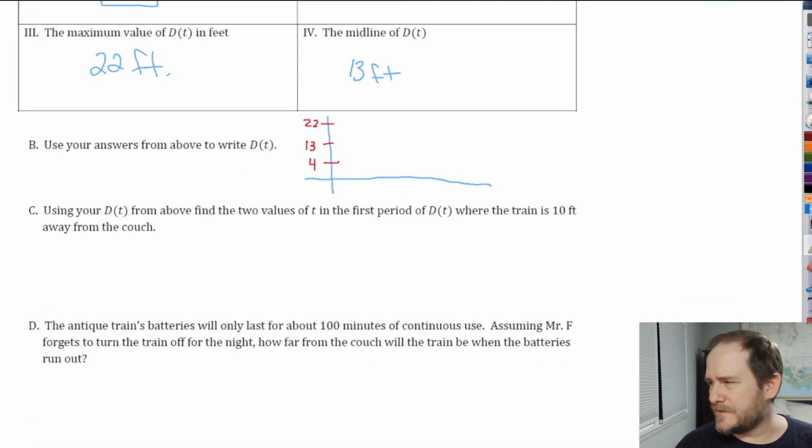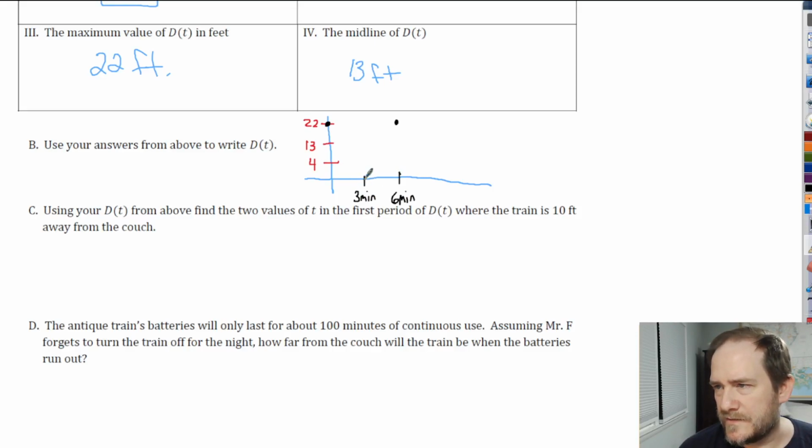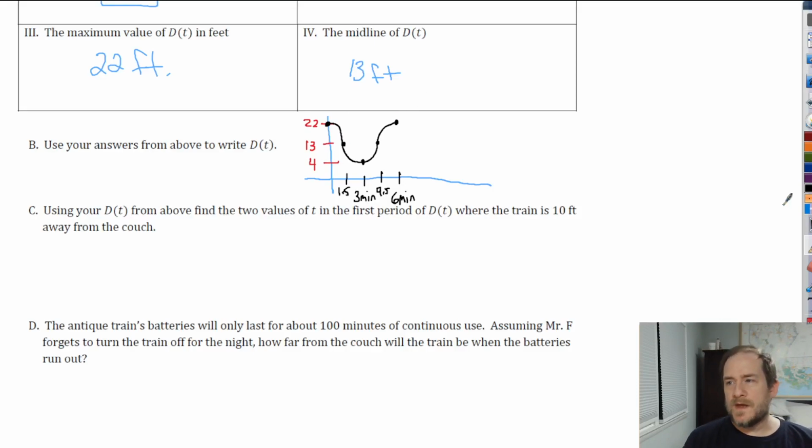So our period is 6 minutes. And we're starting on a max. So that means we'll get a point here, and then 6 minutes later is when we'd be back to a max. So 3 minutes in is when we'd be at a min, which means that 1.5 minutes in is when we're on the midline on our way down. 4.5 minutes in is when we're on the midline. There's your sketch. Once you've got a sketch going, writing the equation I think is cake.